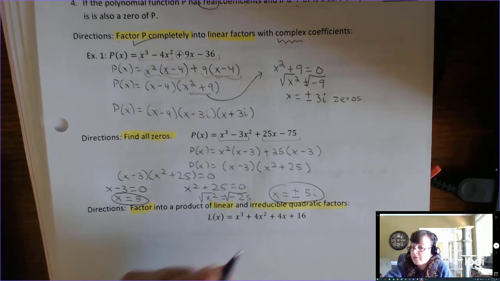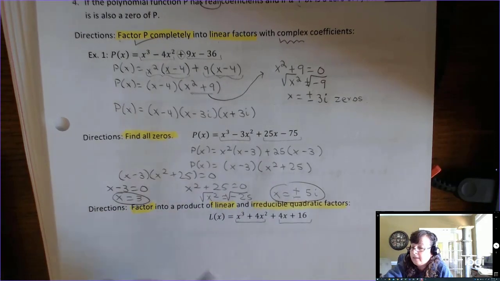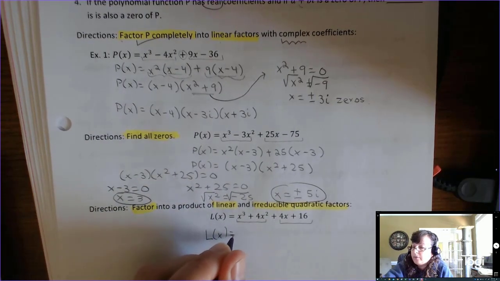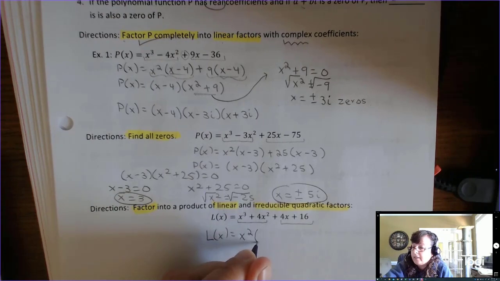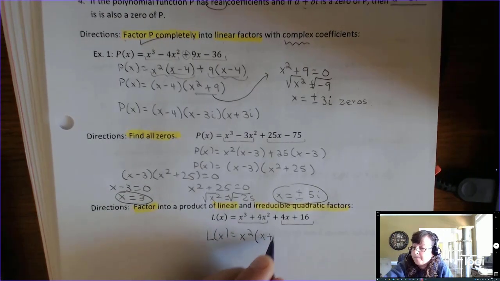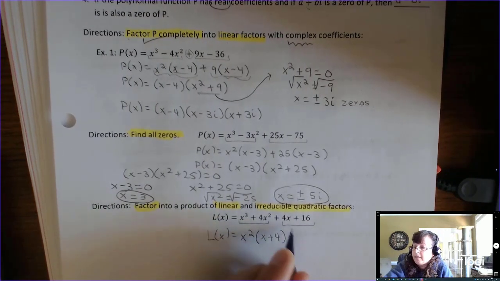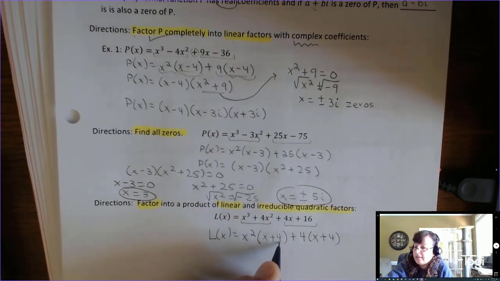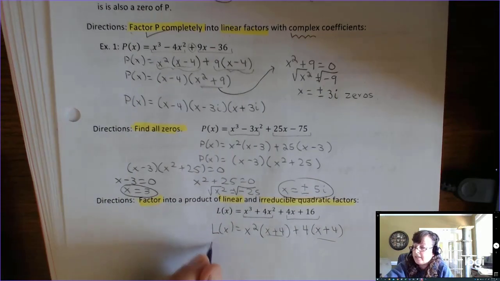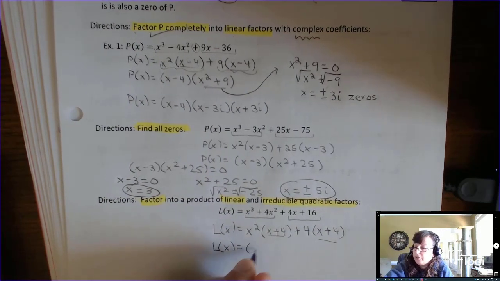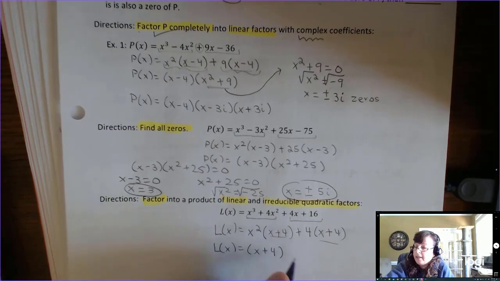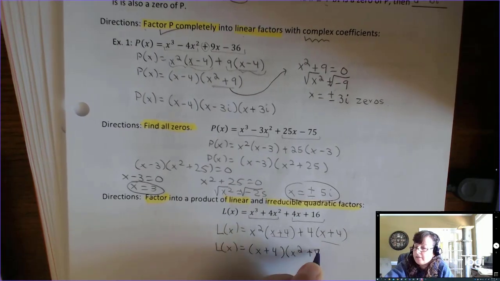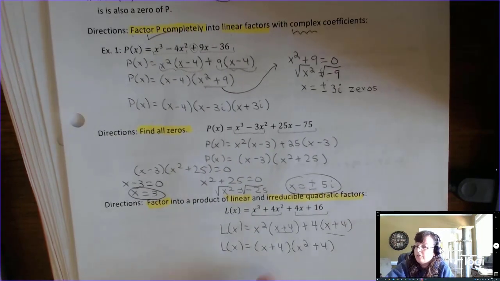It's 4 terms, so we'll try grouping again. So L of x equals, pull out an x squared, and then you're left with x plus 4. There's that plus. 4x plus 16, the GCF is 4x, and that's good news because then you have the same terms there. So second step in grouping, you pull out the x plus 4, and you're left with x squared plus 4. And to read the directions, we factored it. Factor means write as a product, so that's factored.